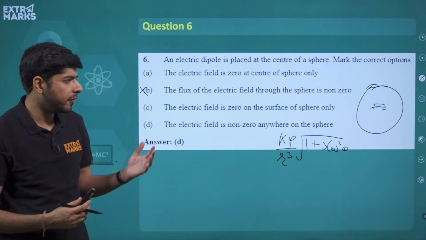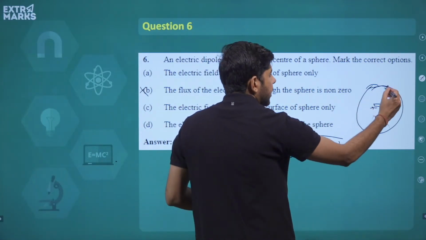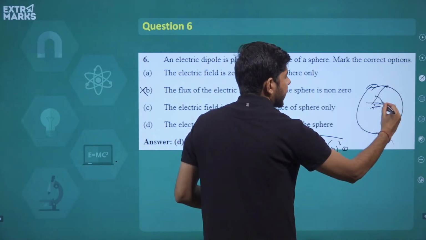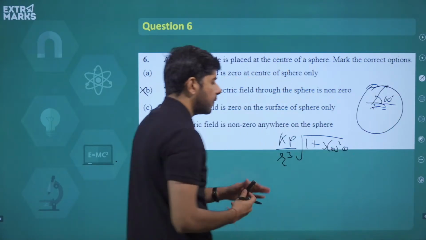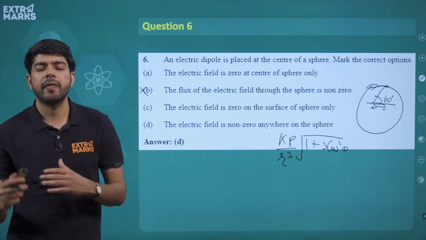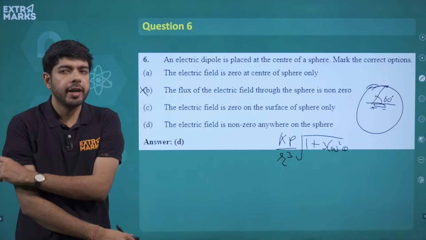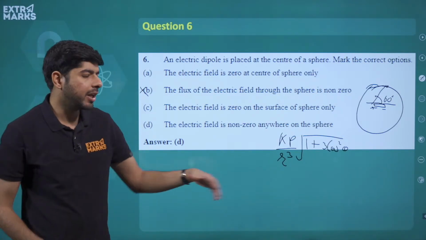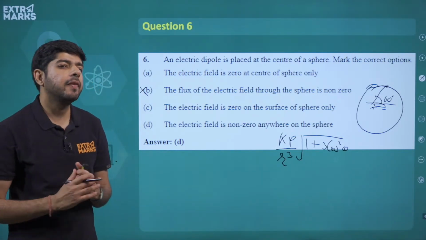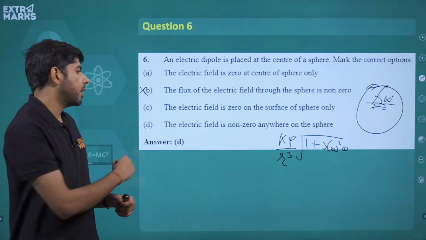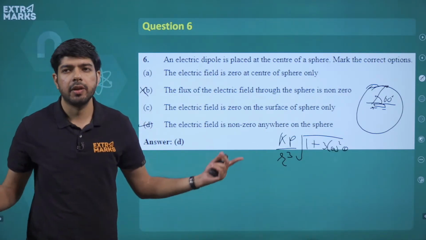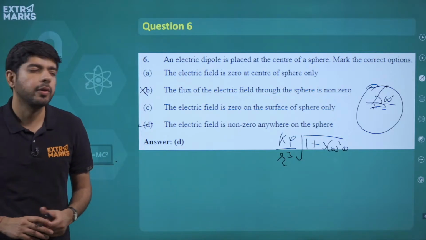So very simple. If we take any point on the sphere, let's say this point, it will be at some angle with the axis, let's say 60 degrees. Of course there will be some electric field at different points on the sphere. The electric field will not be 0 at any point on the sphere because of this formula. Yes, flux is 0, but electric field is not 0. So the electric field is non-zero because of this formula. We need to remember the electric field due to a dipole.